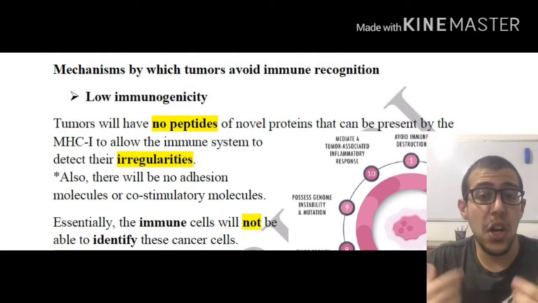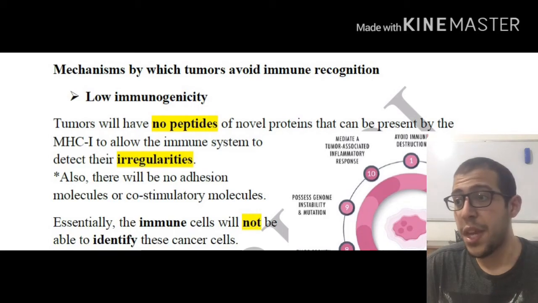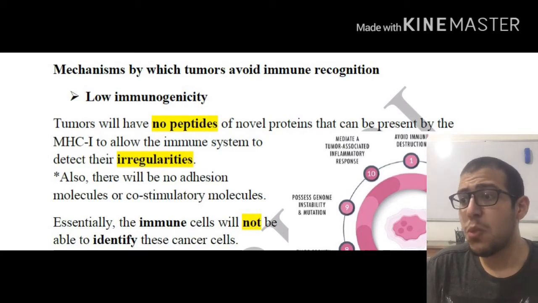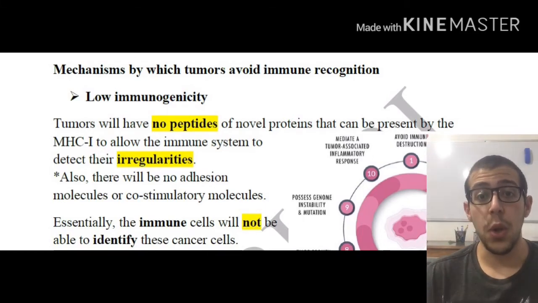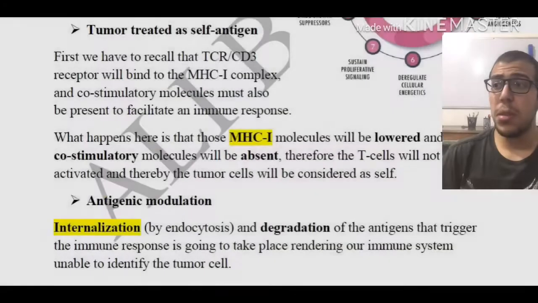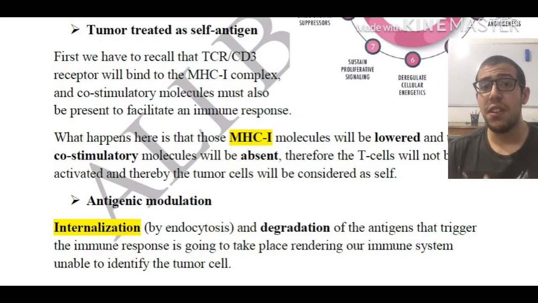So these factors are also important in the signaling of the cells and their activation. Essentially, the immune system will not be able to identify these cancer cells. Therefore, just like we said before, they go unnoticed. Next, the tumor is treated as a self-antigen. Now, this is actually very interesting.